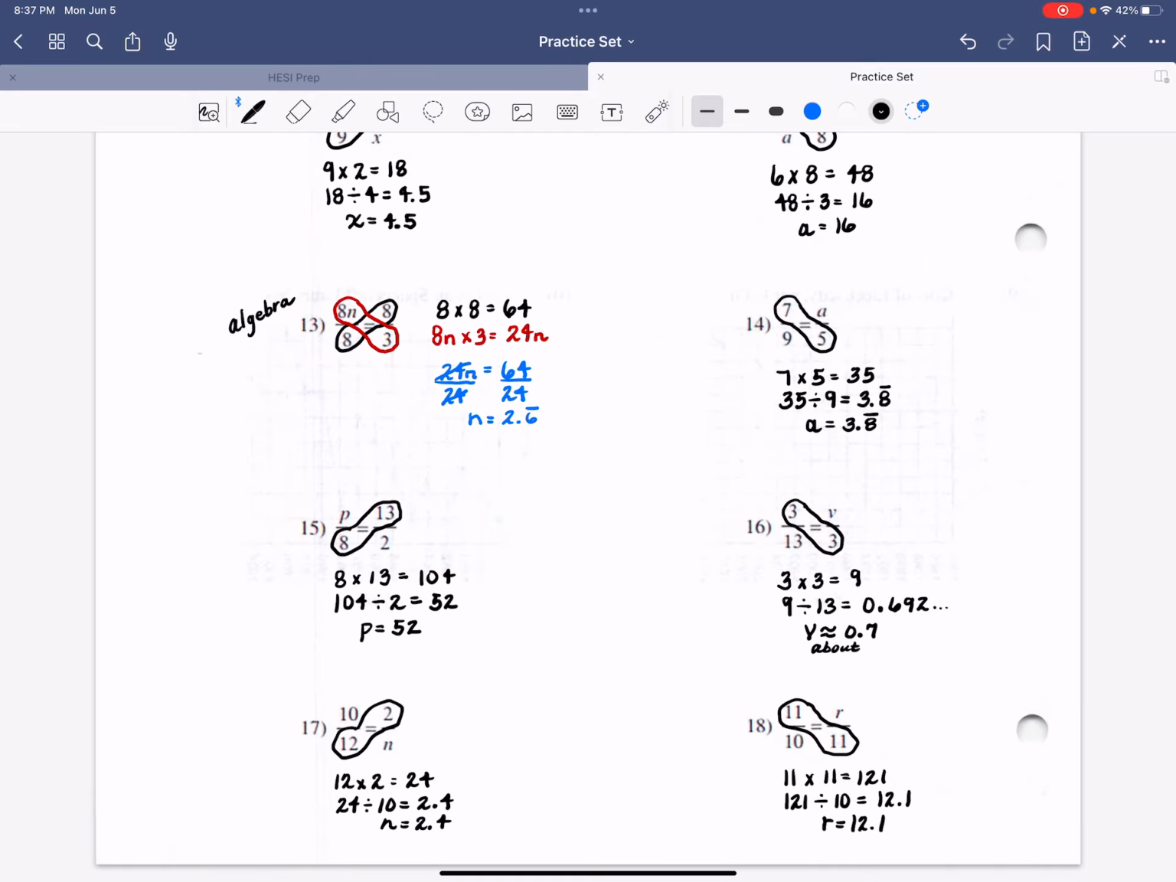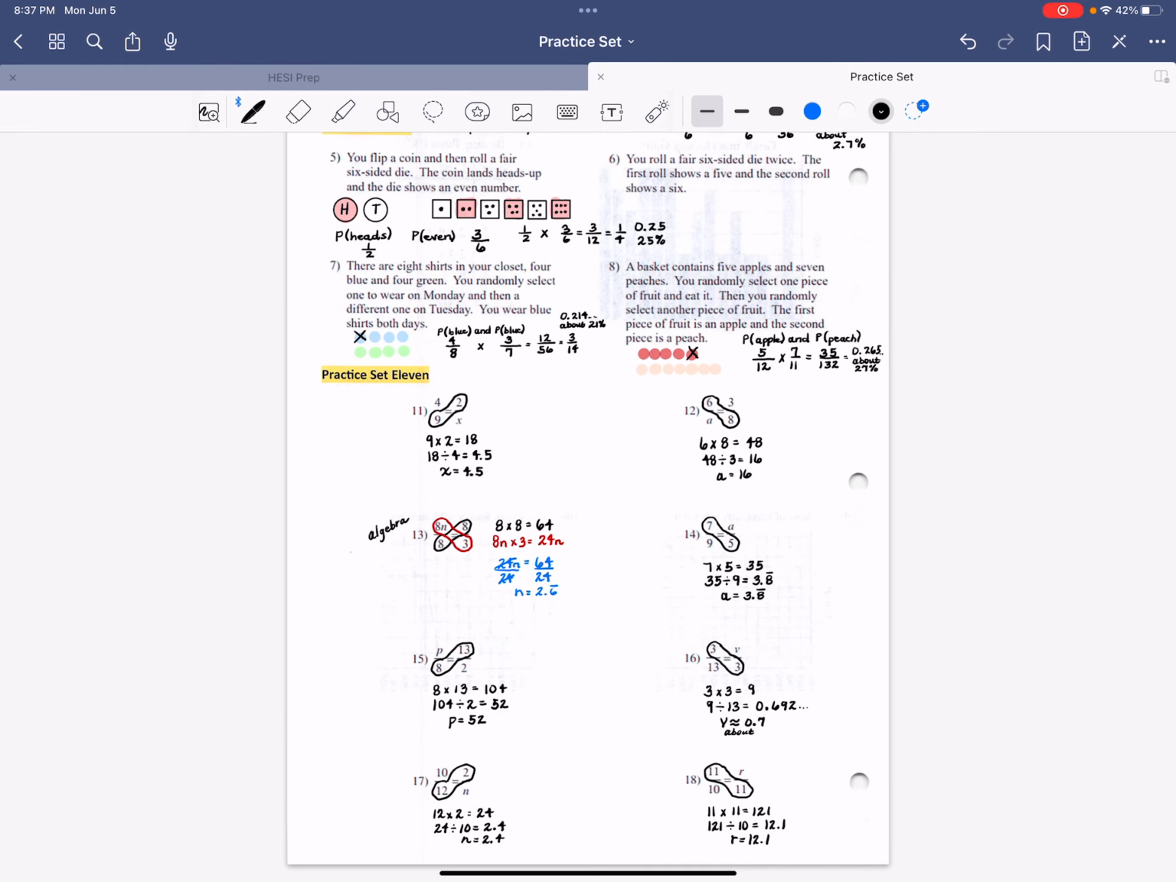I like these with the exception of number 13 because they let you see that you don't need to be afraid of fractions and decimals. If you get those answers, it doesn't mean you've done something wrong. Trust your process and you'll be okay.